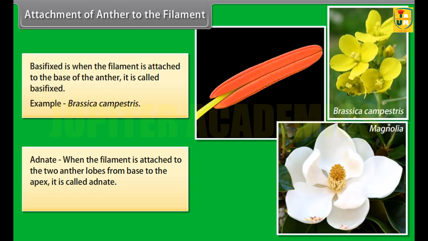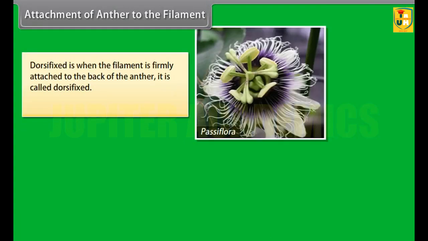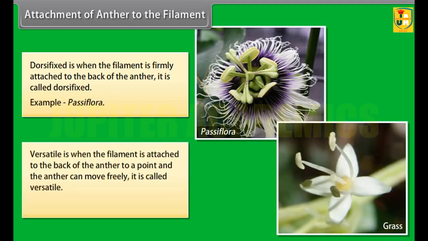Adnate is when the filament is attached to the two anther lobes from base to apex. Example, Magnolia. Dorsifixed is when the filament is firmly attached to the back of the anther. Example, Passiflora. Versatile is when the filament is attached to the back of the anther at a point and the anther can move freely. Example, grass.